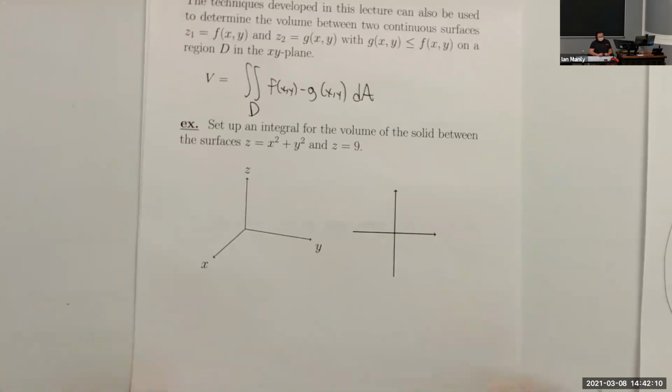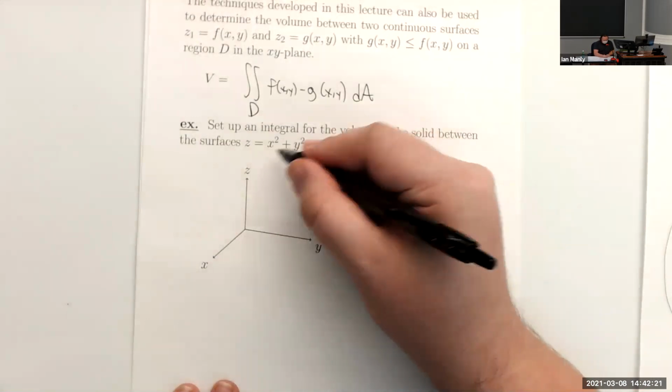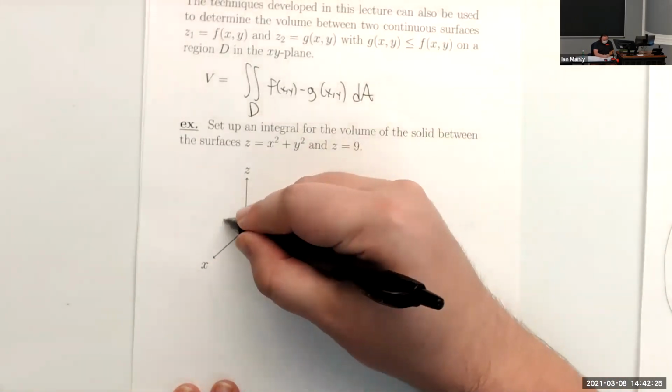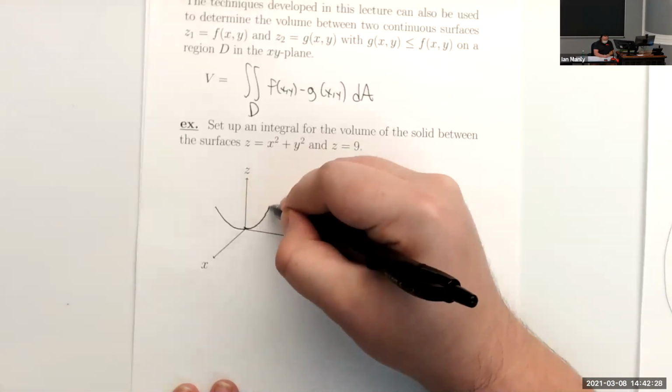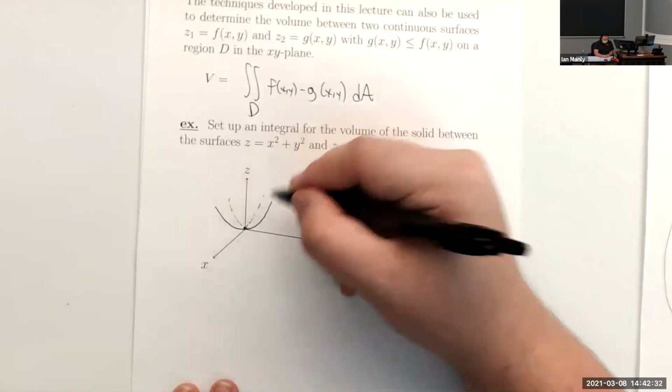All right, so set up an integral for the volume of the solid between these surfaces right here. We've got 3 minutes, hopefully we can do this. Let's see. So z is x squared plus y squared. That one's going to be an elliptic paraboloid. It's going to look like this.